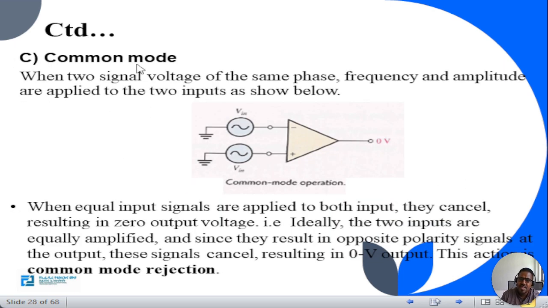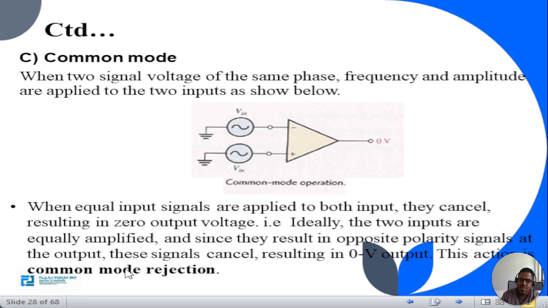The third type of input mode, common mode. When two signal voltages of the same phase, frequency and amplitude are applied to the two inputs as shown below, both are the same polarity, positive. Common mode operation: when equal input signals are applied to both inputs, they cancel, resulting in zero output voltage. That means ideally the two inputs are equally amplified, and since they result in opposite polarity signals at the output, the signals cancel, resulting in 0 volts output.